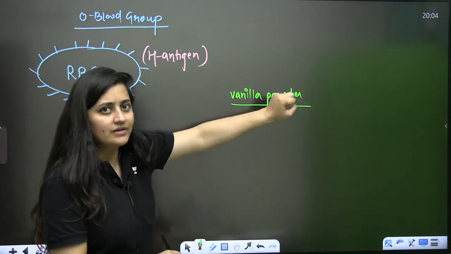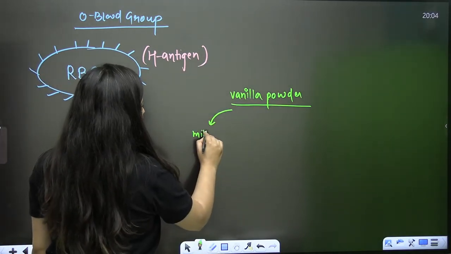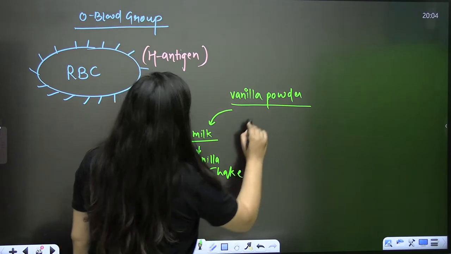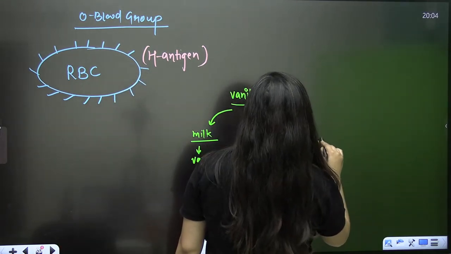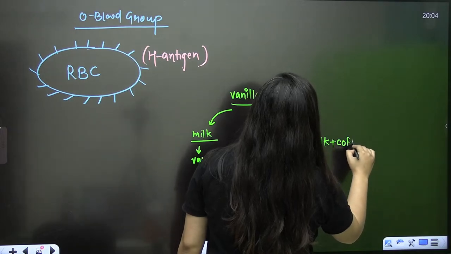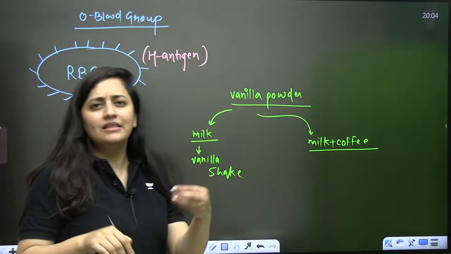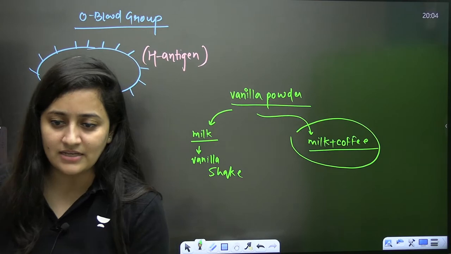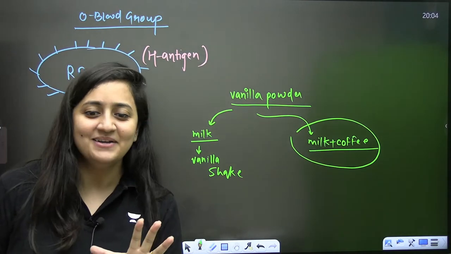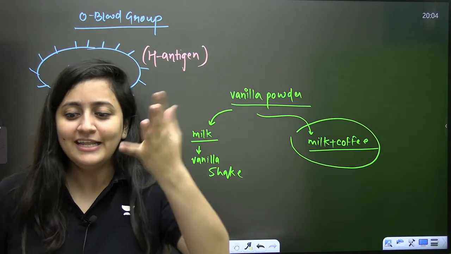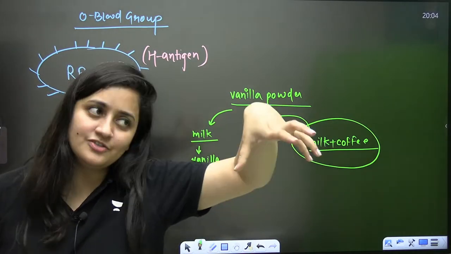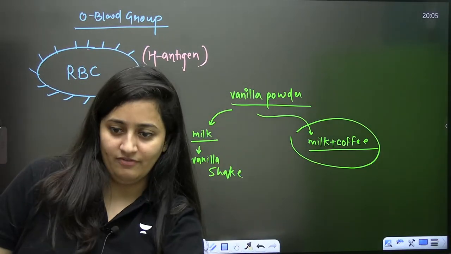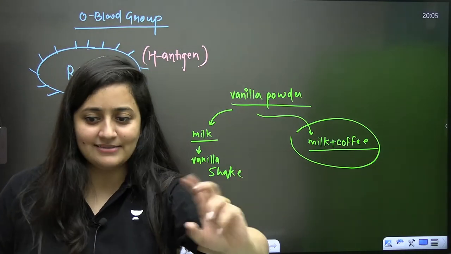So let's say you have the vanilla powder. It is something basic. If you put it directly in milk, you make a vanilla shake. If you put it in milk plus chocolate, or coffee, then you are making coffee with vanilla flavor. I don't know whether this example is right or wrong, but I think you can understand. So vanilla powder is something basic. If I put it just in milk, I get a vanilla shake. If I put it in cold coffee, I get coffee with vanilla flavor. I know it's a very bad example, but it can help.